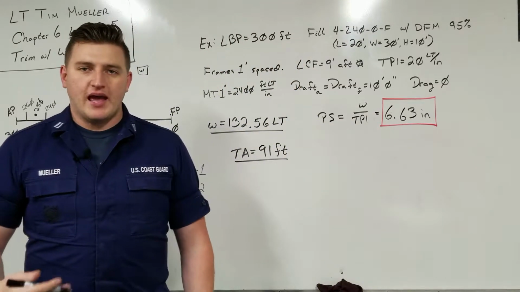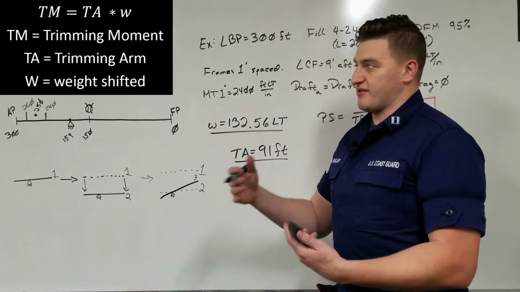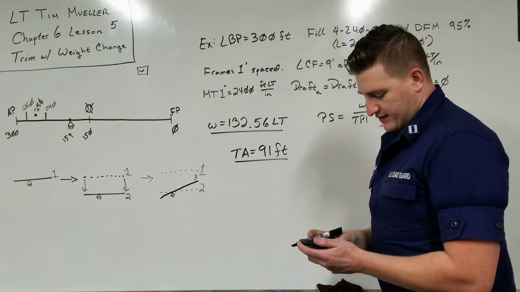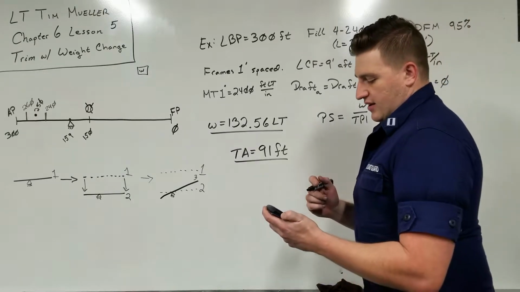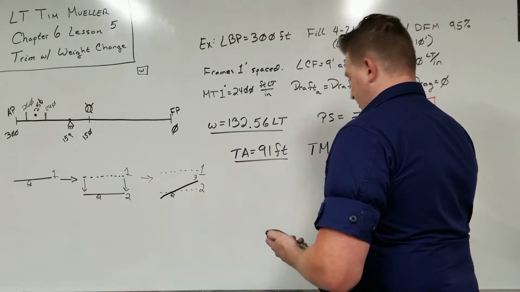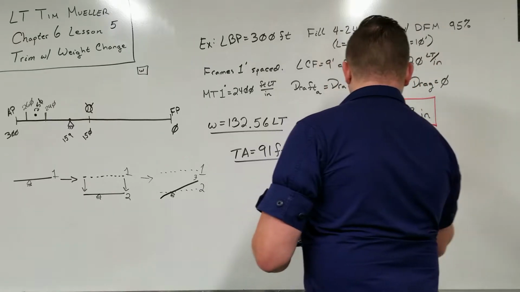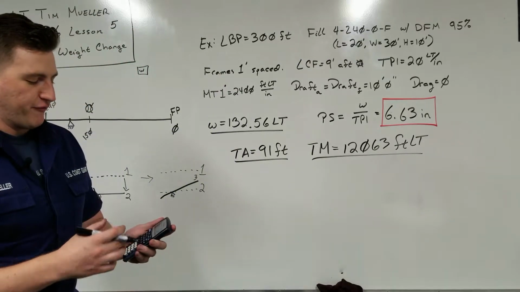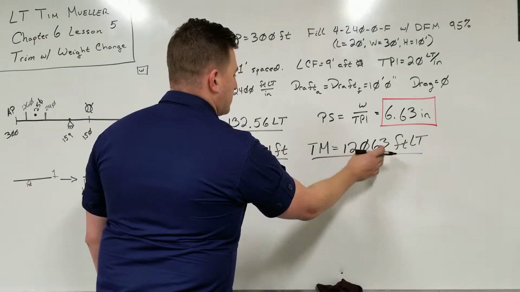Now we do our trimming moment. How do we find our trimming moment? We just take our TA times the weight, force times distance, or distance times force in that regard. So we have our weight, 132.56. Then we're going to multiply it by this 91. And we get 12,063. So TM equals 12,063 foot long tons. The calculator really reads 12062.96. I'm just going to round that up because 0.04 is minuscule compared to the actual number itself. So now we have trimming moment is 12,063 foot long tons.